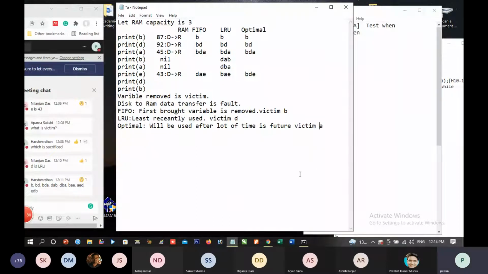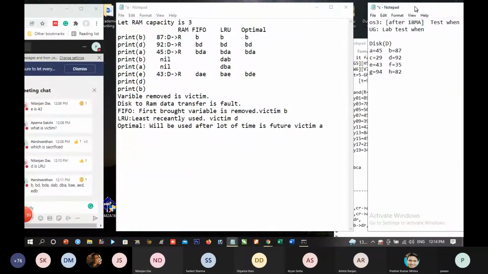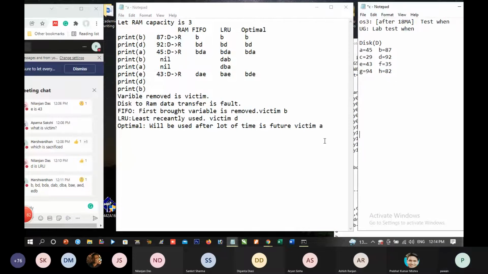Is this all right? Anything more? Is it clear to you? That is a major problem. Optimal is never getting used because no one can know the future. So no one can know the future. Optimal is only for the understanding and comparison.